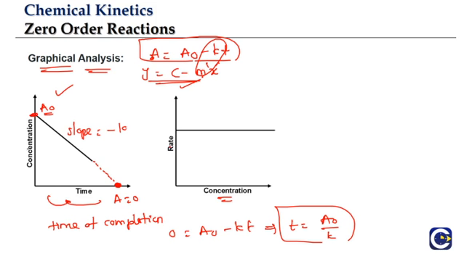So this is about how concentration is going to change with respect to time, and slope of this straight line will be minus k because the slope is going to be negative.